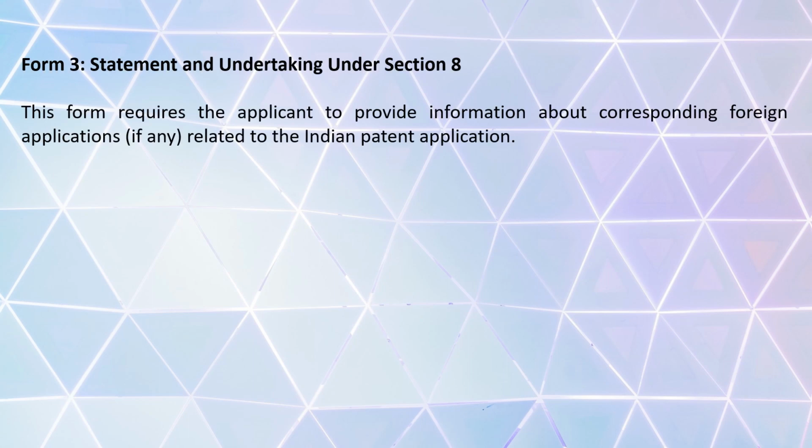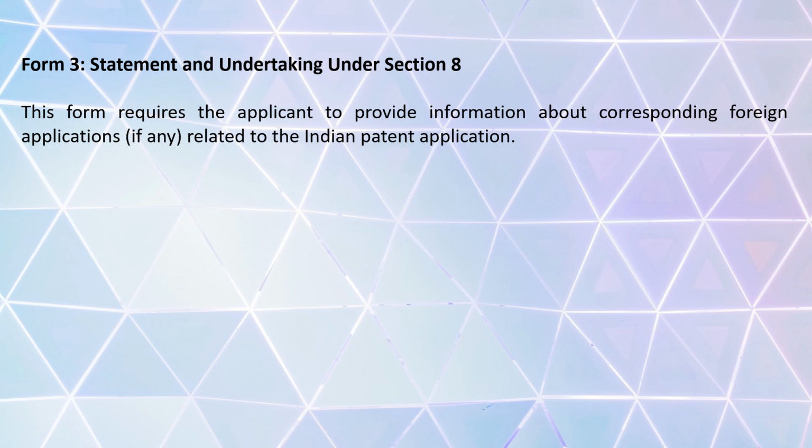The next form is statement and undertaking under Section 8. So this is basically a form which includes details of the foreign applications for the same or substantially similar invention. Now what that means is, let's say you filed a patent application in India and then you are planning to file a patent application, or you have filed a patent application for that same invention in maybe US or China or Japan. So it is a mandatory requirement by the Indian Patent Office that you provide the details of these foreign applications to the Indian Patent Office, and you have to do that.